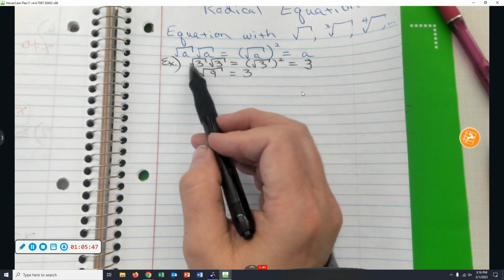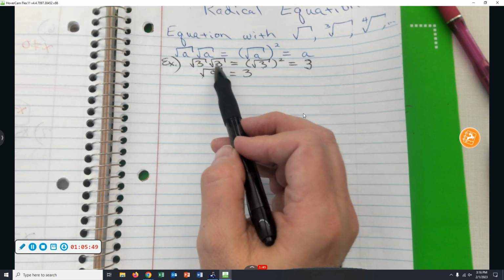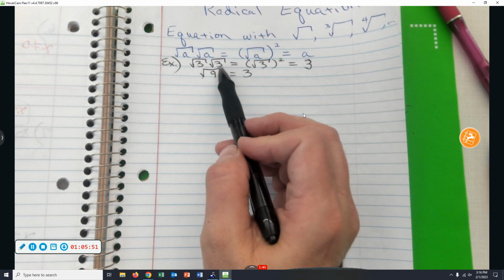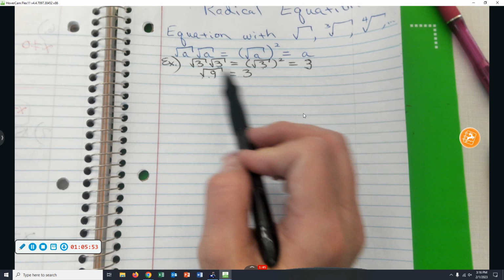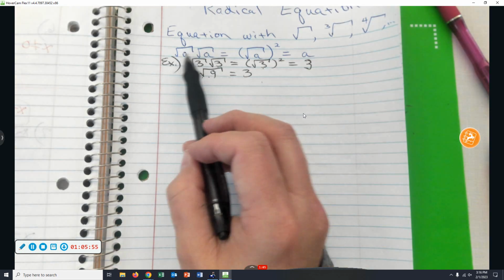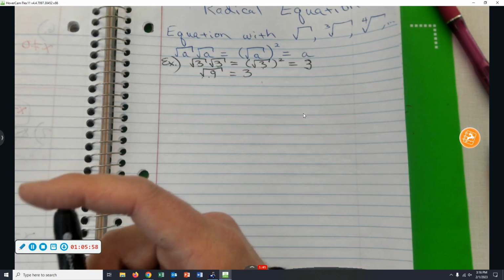To multiply square roots, you keep the square root and multiply the numbers underneath. 3 times 3 is 9. The square root of 9 is 3. That illustrates what we have here.